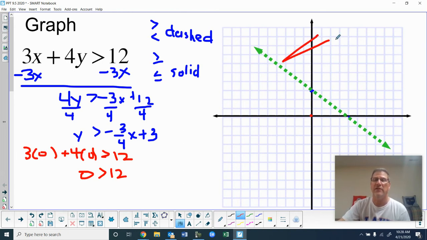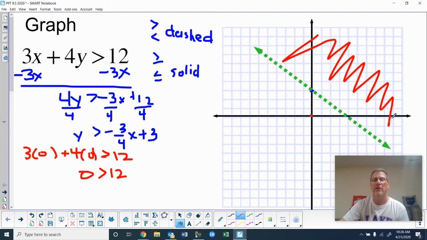So we would shade that side, top right. So all the points in this shaded area, you know, if I went, what is that, (4, 3). If I picked that point there and plugged it in, 3 times 4 is 12. 4 times 3 is 12. 12 plus 12 is 24. That's greater than 12. All right, so that works. So all those would work. None of the ones down here would work. So we just drew a picture of all the solutions to that inequality.